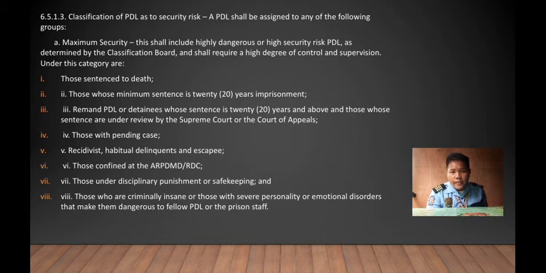Those with pending case, recidivists, habitual delinquents, and escapees. Those confined at the ARPDMD or RDC, those under disciplinary punishment or safekeeping, and those who are criminally insane or those with severe personality or emotional disorders that make them dangerous to fellow PDL or the prison staff.